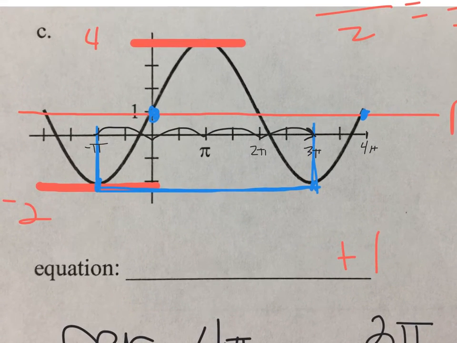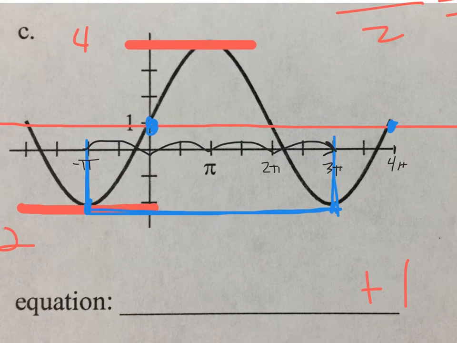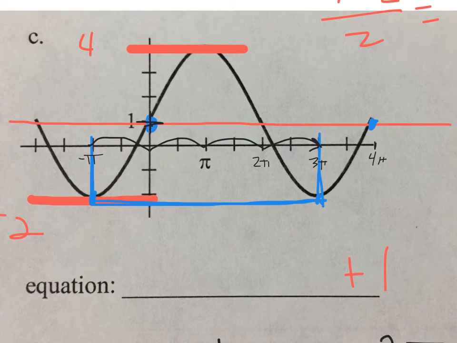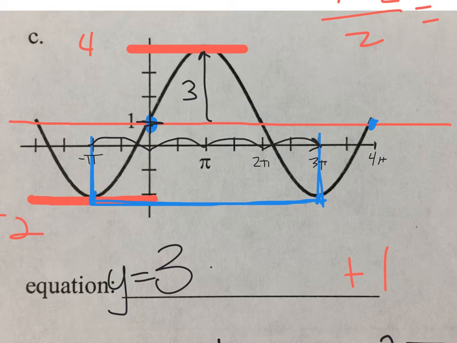Okay, so now we have to determine if there's a phase shift, and it looks like we have the exact point we want. The origin and the midline meet, so there's no phase shift. And this graph has an amplitude of positive 3. So putting all that together, we have 3, and this is a sine graph because the 0 is at the midline, so it's a sine graph.